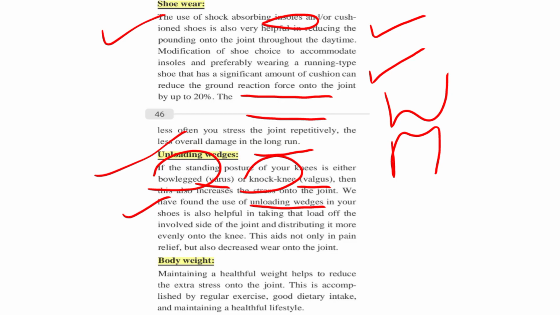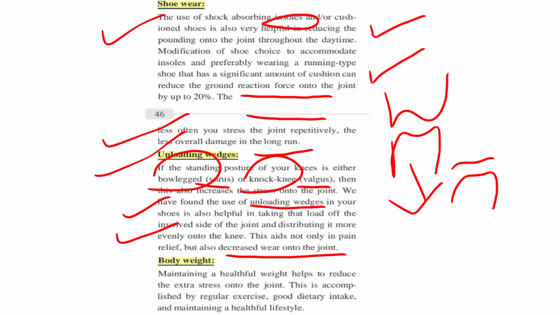It loads off the involved side of the joint and distributes it more evenly on the knee, so that not more force occurs on a specific part of the joint. The force is distributed evenly on the joint of the knee, or articular cartilage. This aids not only in pain relief but also decreases wear on the joint. This is the unloading wedges. So you have to use unloading wedges.